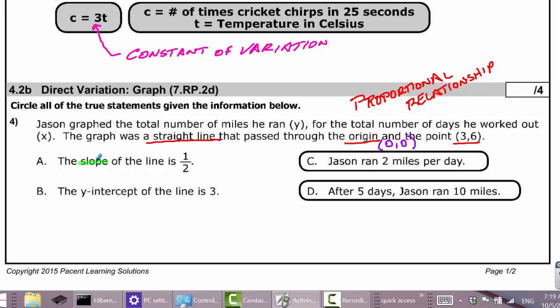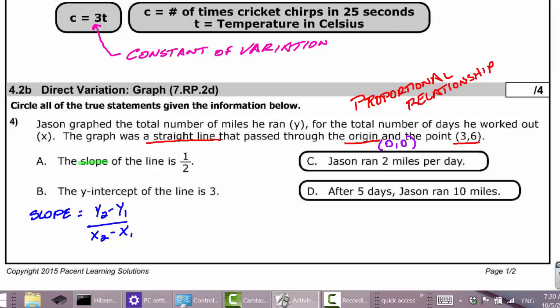The first statement says the slope of the line. So as soon as we see that, we know that we're going to need to use the slope formula that we've learned. And the slope formula is that slope equals y2 minus y1 over x2 minus x1. This is another one of those things you'll need to memorize. Remember, in math, there are certain things that you just have to memorize. They're just formulas you have to know.